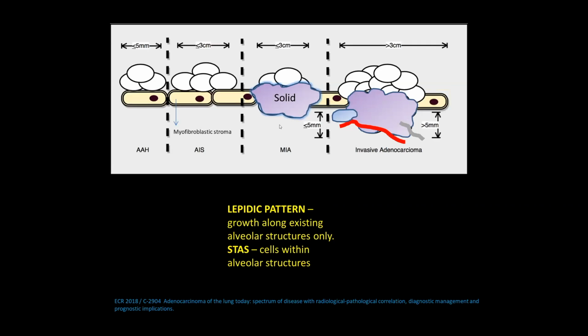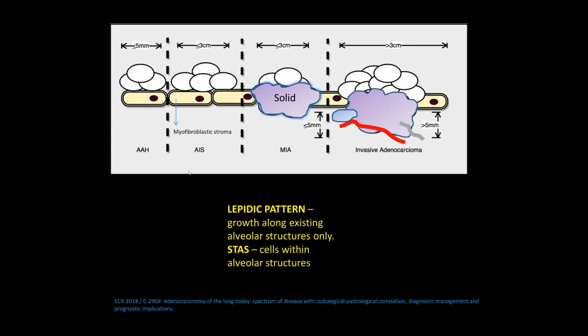This diagram is lifted from this article, but I made my own additions to try to explain. In atypical adenomatous hyperplasia, there are the alveolar cells, the alveolar structure, and then the stroma. In the type 2 cells, some degree of adenomatous change is happening. It will usually be 5 millimeters. That is atypical adenomatous hyperplasia: 5 millimeters, no invasion, just sitting on the surface. It may or may not progress. Mostly it is very indolent.